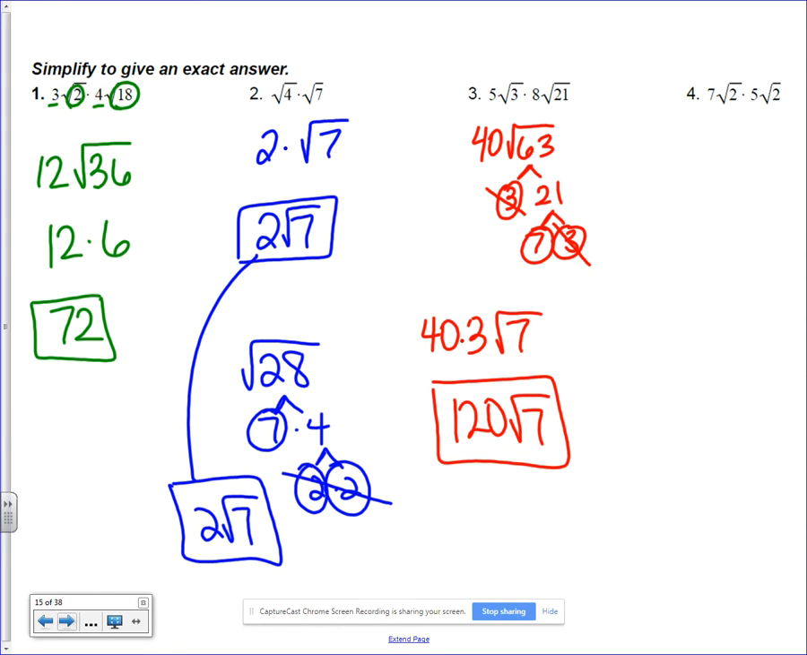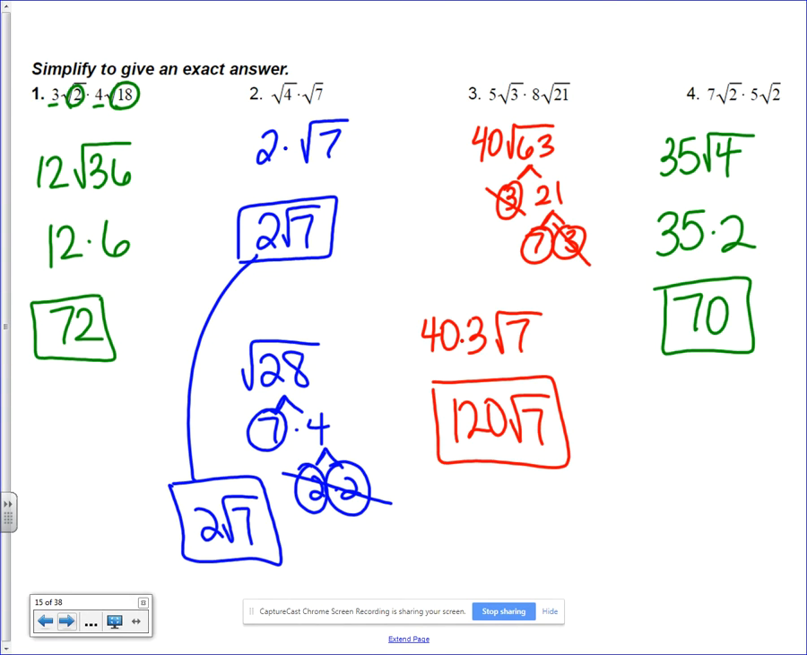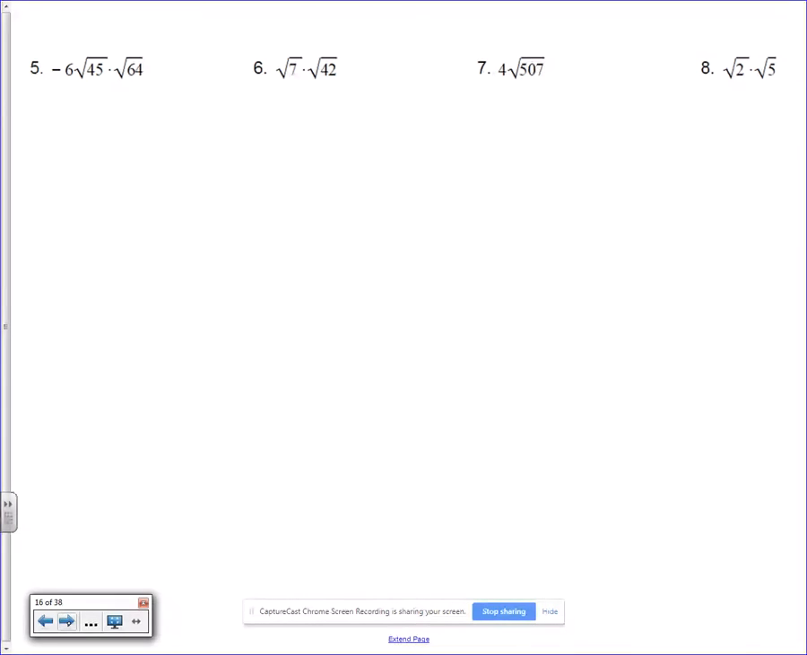Okay. Number 4, do you have any coefficients to multiply? Which gives you? How about under the radical? Which makes 4, but we know 4 is a perfect square. What is the square root of 4? So this is really 35 times 2, which is 70. Good. How we doing on the front there, okay? No problems? Maybe Monday we'll use the whiteboards again. All right, number 5.